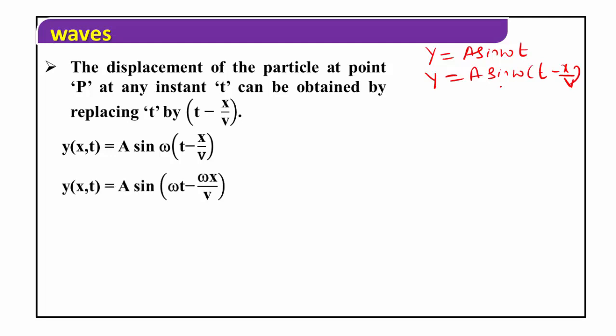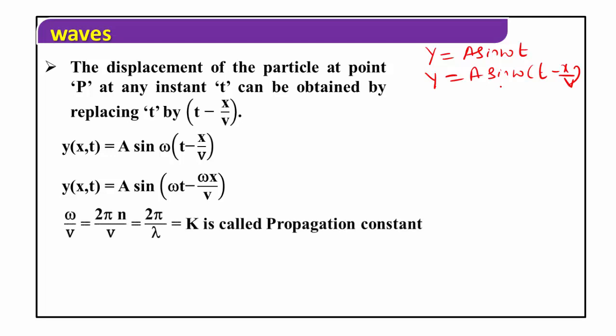Now you get the new equation when you multiply omega with time t and with x divided by v. We get this equation, y of x comma t is equal to a sine omega t minus omega x divided by v. Therefore, omega divided by v is equal to 2 pi n divided by v equal to 2 pi by lambda. This is called the propagation constant. K is equal to omega divided by v, or 2 pi n divided by v.